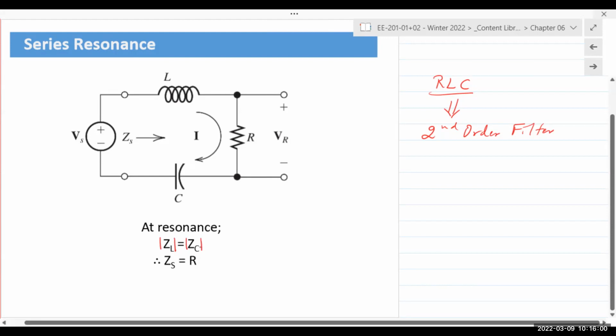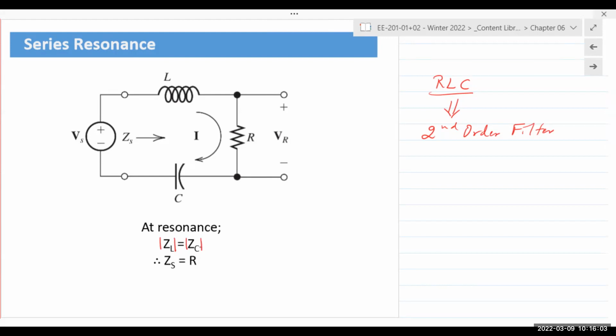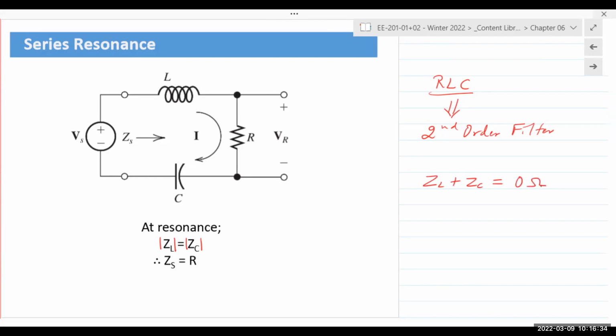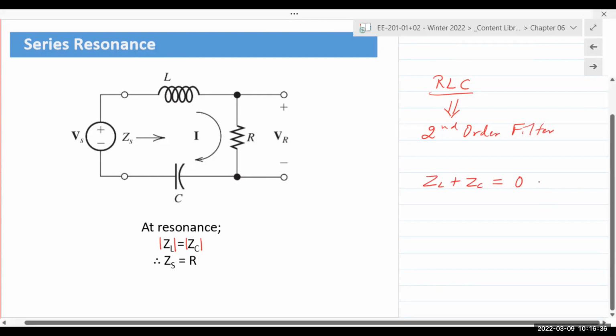The magnitudes of the inductor and capacitor impedance are exactly the same, but the phase is exactly opposite by 180, and so they cancel each other out. ZL is plus 90, ZC is minus 90, and they are in series, so they share the same current. So they're out of phase by 180. And so effectively what happens is that the combination of the inductor and the capacitor has an equivalent impedance of 0 ohms.